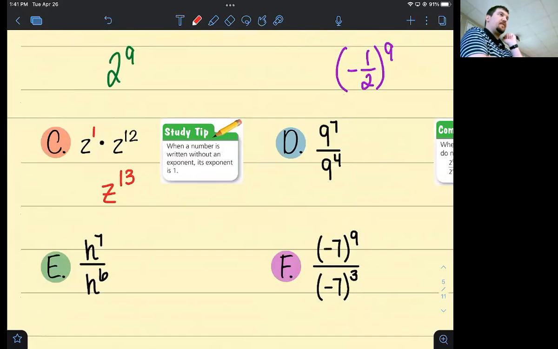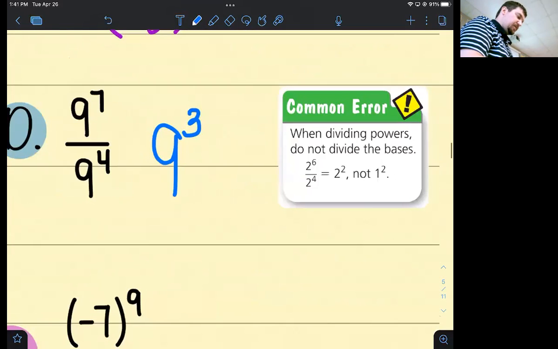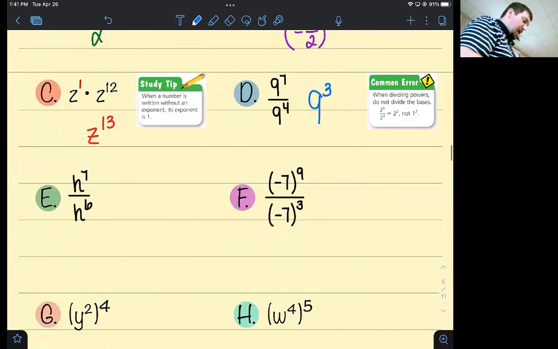9 to the 7th divided by 9 to the 4th. Garrett, 9 to the 7th divided by 9 to the 4th. 9 to the 3rd. That's right. How did you know it's going to be 9 to the 3rd? That's right. When you're dividing powers with the same base, you subtract the exponents. That's exactly right. One common mistake, this one's trying to keep you from doing, is when you do this, remember you're not dividing the 9s. You're just subtracting the exponents. It's still going to be a power of 9 to the 3rd power.